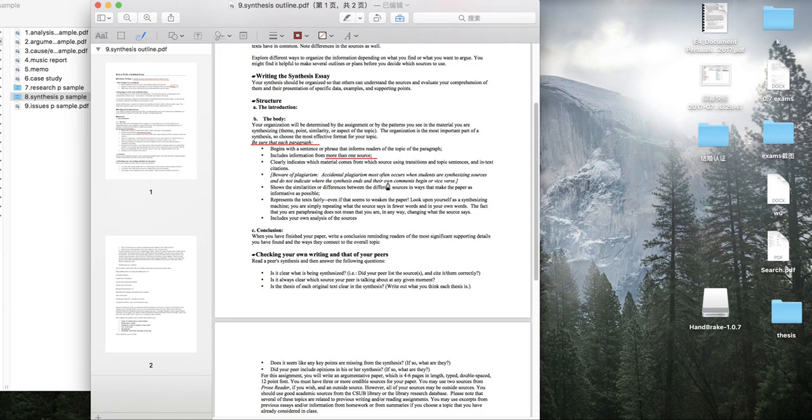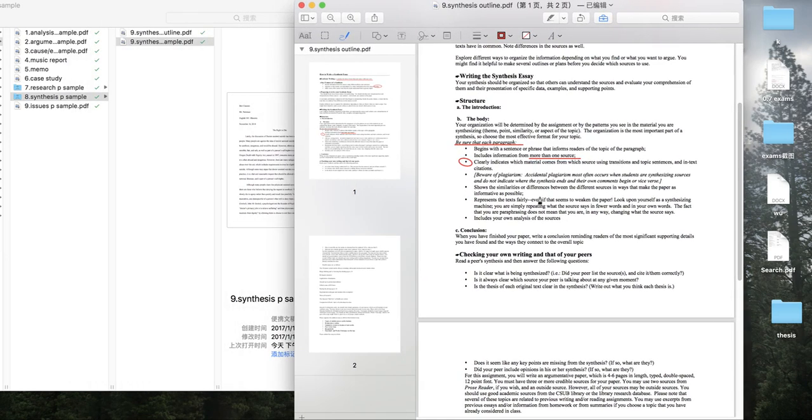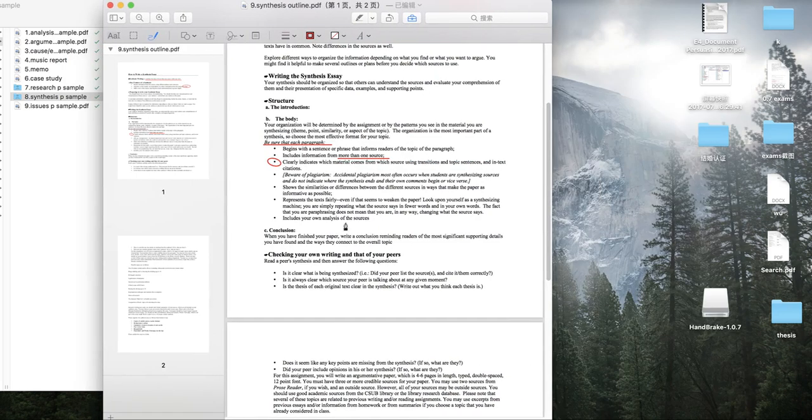Okay, I have a question here. I will explain to you later. And clearly indicate which material comes from which source, with the transition and the topic sentence in text and in citations. I will explain all your questions in this sample. Oh, no plagiarism. Yeah. Show the similarity or difference between the different sources and make the paper as informative as possible.